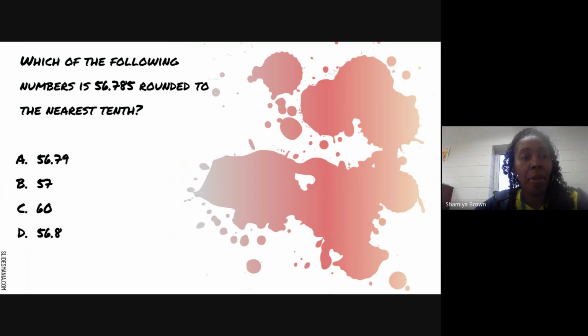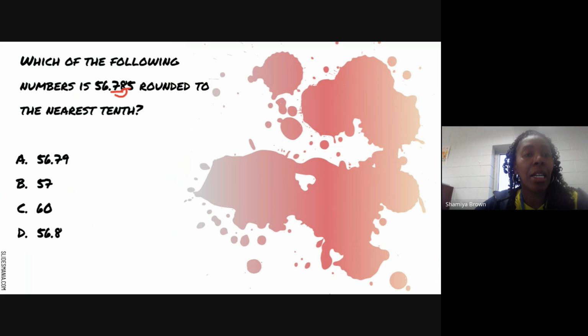So if I look at my digits in the tenths place in these numbers, I can see. But I'm going to look up here and see what I can round this to the nearest tenth. So if I look at the tenths place up here, I have a 7. So I'm going to look to my 8 to tell me whether my 7 is going to round up or whether it's going to stay a 7.